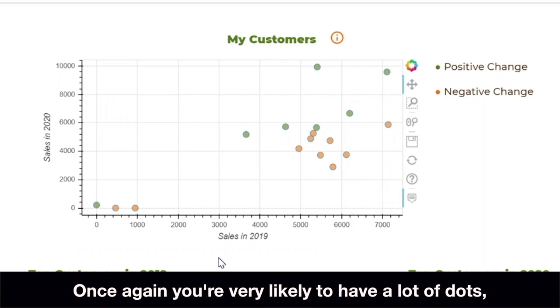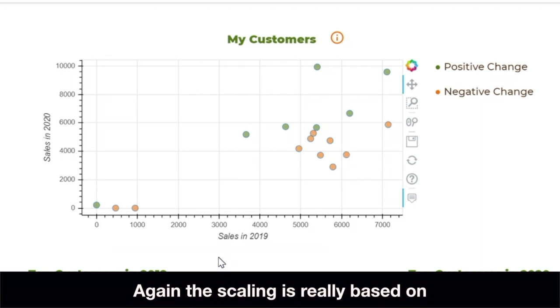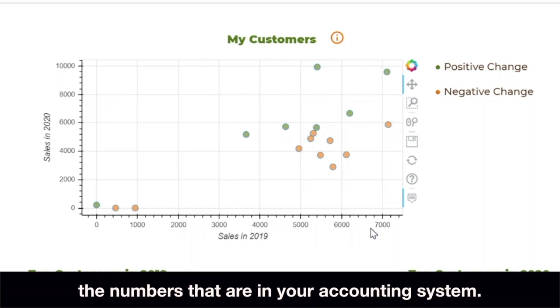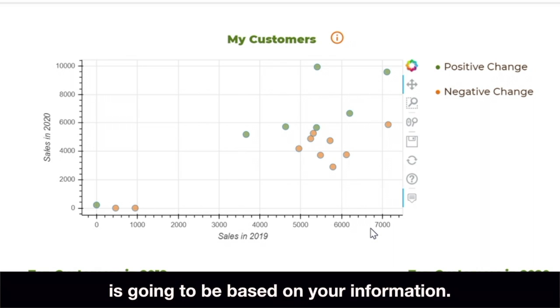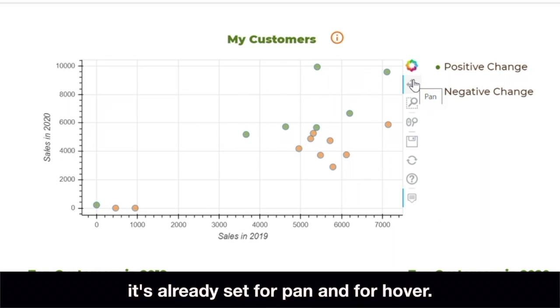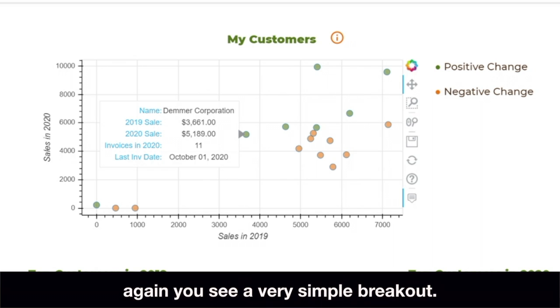Once again, you're very likely to have a lot of dots, so you are going to want to move around. Again, the scaling is really based on the numbers that are in your accounting system. So the numbers and the distribution of the dots is going to be based on your information. As you open up this tool, it's already set for pan and for hover. So if you just want to hover, you can get the information. And again, you see a very simple breakout.